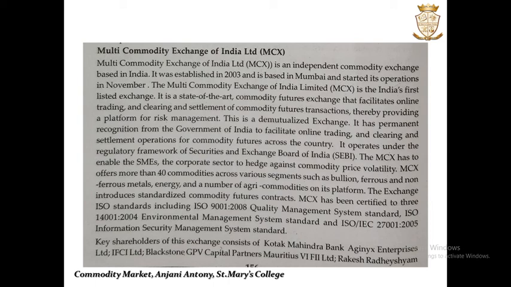It operates under the regulatory framework of SEBI. So it is under SEBI. The Multi Commodity Exchange enables SMEs and the corporate sector to hedge against commodity price volatility. SEBI issued operational guidelines for the participation of mutual funds and portfolio managers in commodity derivatives in 2019. And there are also a few approved custodian service providers as custodians in the commodity market.